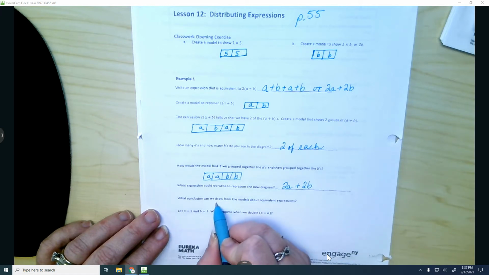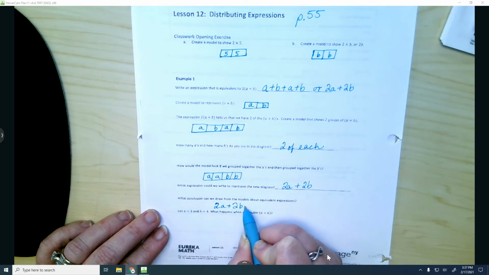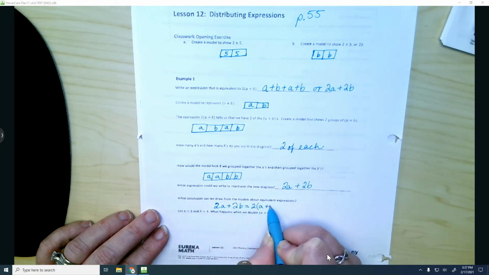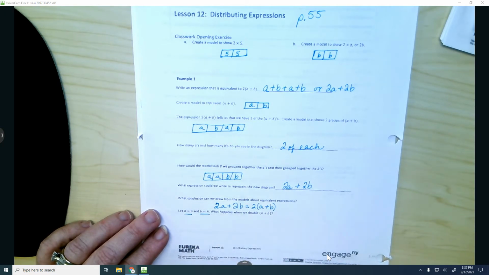So what can we conclude? We can conclude that 2A plus 2B is equivalent to 2 groups of A plus B. So what if I knew that A was 3 and B was 4? We're going to substitute this in.